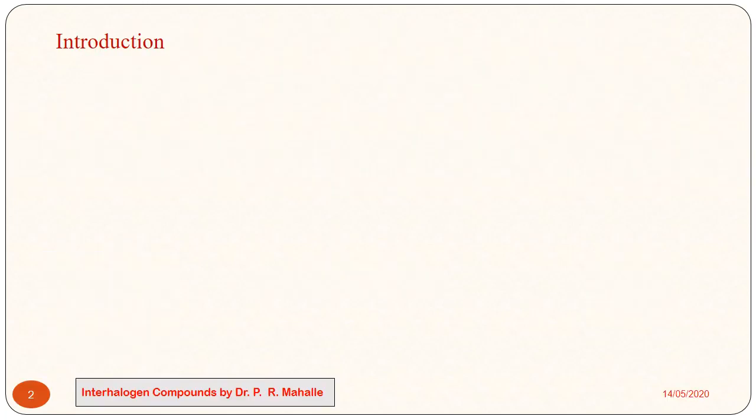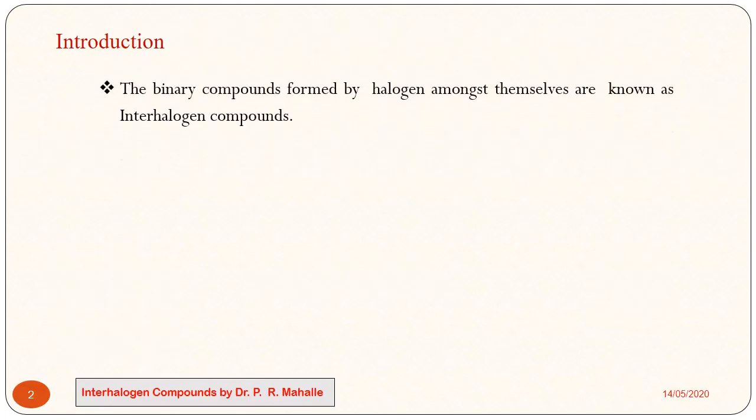We will first look at the introduction. The binary compounds formed by the halogens among themselves are known as interhalogen compounds. The difference in the electronegativity values among the elements of the halogen family gives rise to the formation of these types of binary compounds, and hence the interhalogen compounds can be formed.